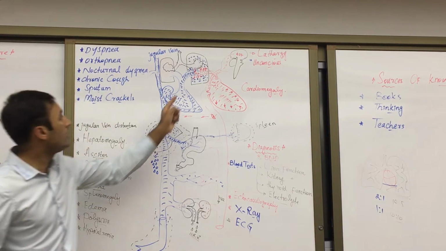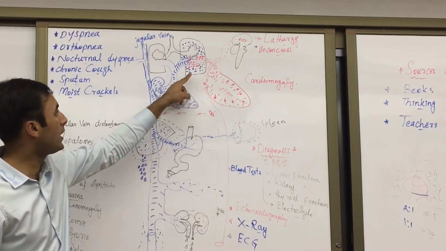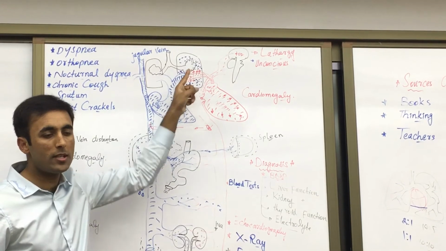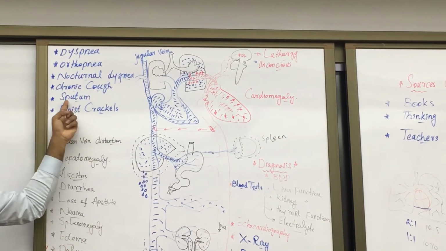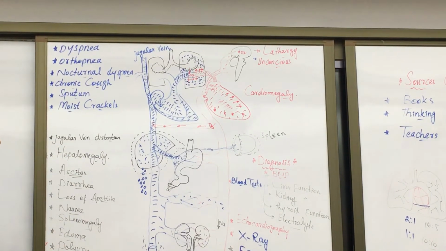On top of this, the fluid will slowly, gradually start accumulating in the alveoli of the lungs, and the patient will start developing cough. Along with the cough, the patient can also have sputum, especially white colored sputum.